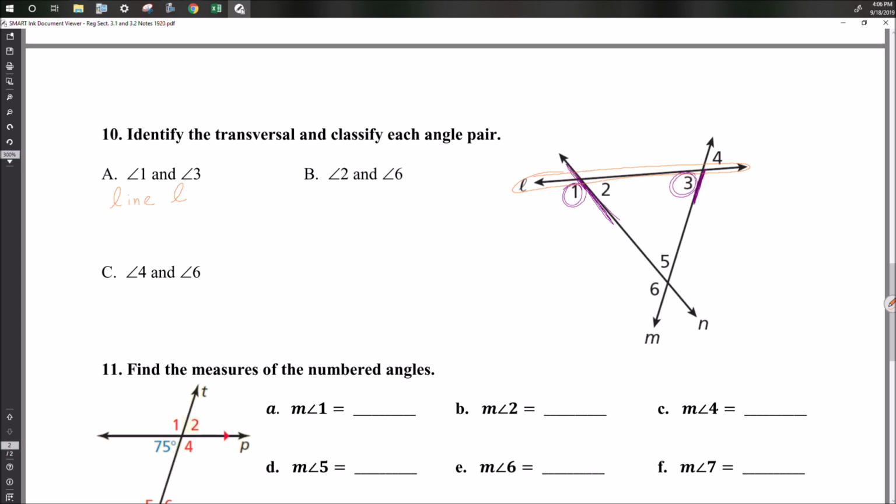other two lines. Well, if I look at angle 1, I notice it's below line L and it's to the left of line N. Since it's to the left of line N, it's in the exterior. So it cannot be consecutive interior because angle 1 is not inside those two lines, line L and line N. Now, if I look at angle 3, it's below line L and it's to the left of line M. So it has the same location as angle 1, which makes angle 1 and angle 3 corresponding angles.